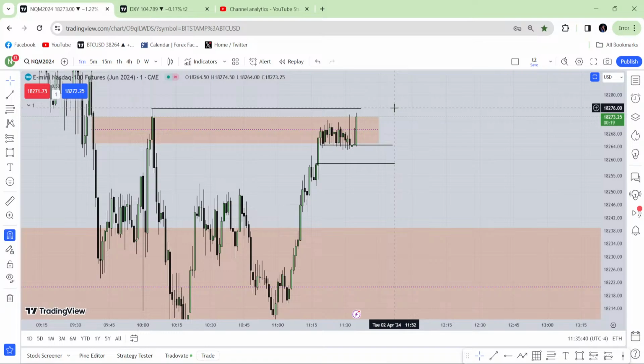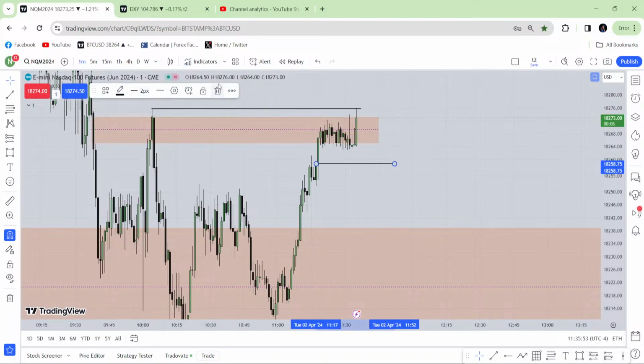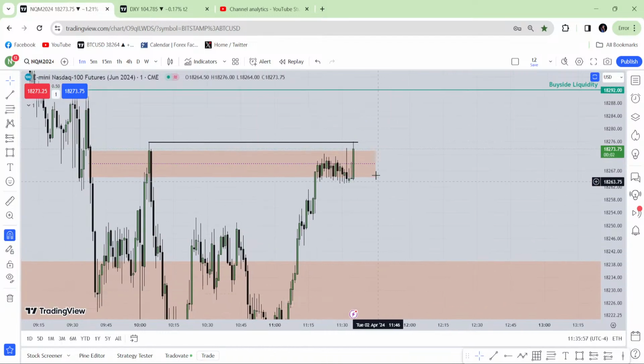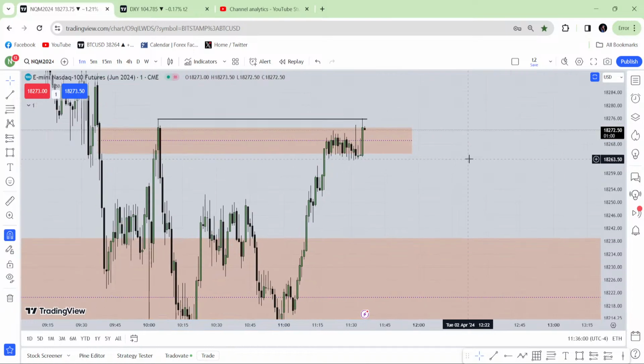Look at the chart. It looks like a turtle or a camel. This is no more a fair value gap because the market has taken that high. I believe the market has taken the buy side liquidity now. It can go a little higher, then it will fall again. I believe so. Let's see. Turtle or camel?